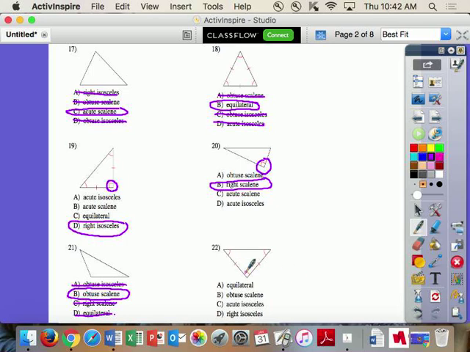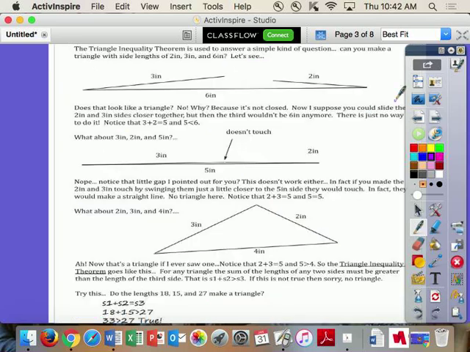The last one is a right angle. So is there any of these that say right? The last one. So there we go. All right, moving on to the second page.